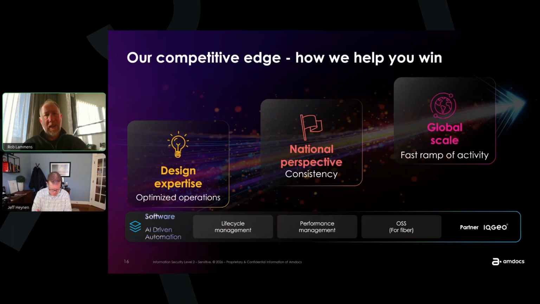But the bigger, holistic Amdocs is a company with $4.5 billion in revenue, very strong financially, and a partner that just isn't going anywhere when the ups and downs of design and fiber rollout occur.